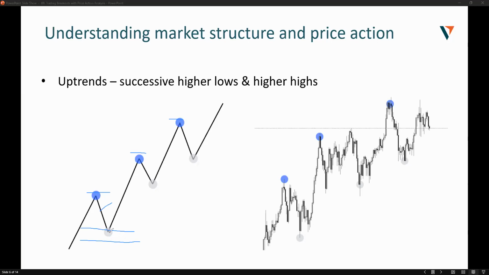But in general, when price starts doing the reversal, coming into a higher time frame demand, you'll see that reversal first happen on the lower time frame. So that's the general idea. So that's for uptrends.